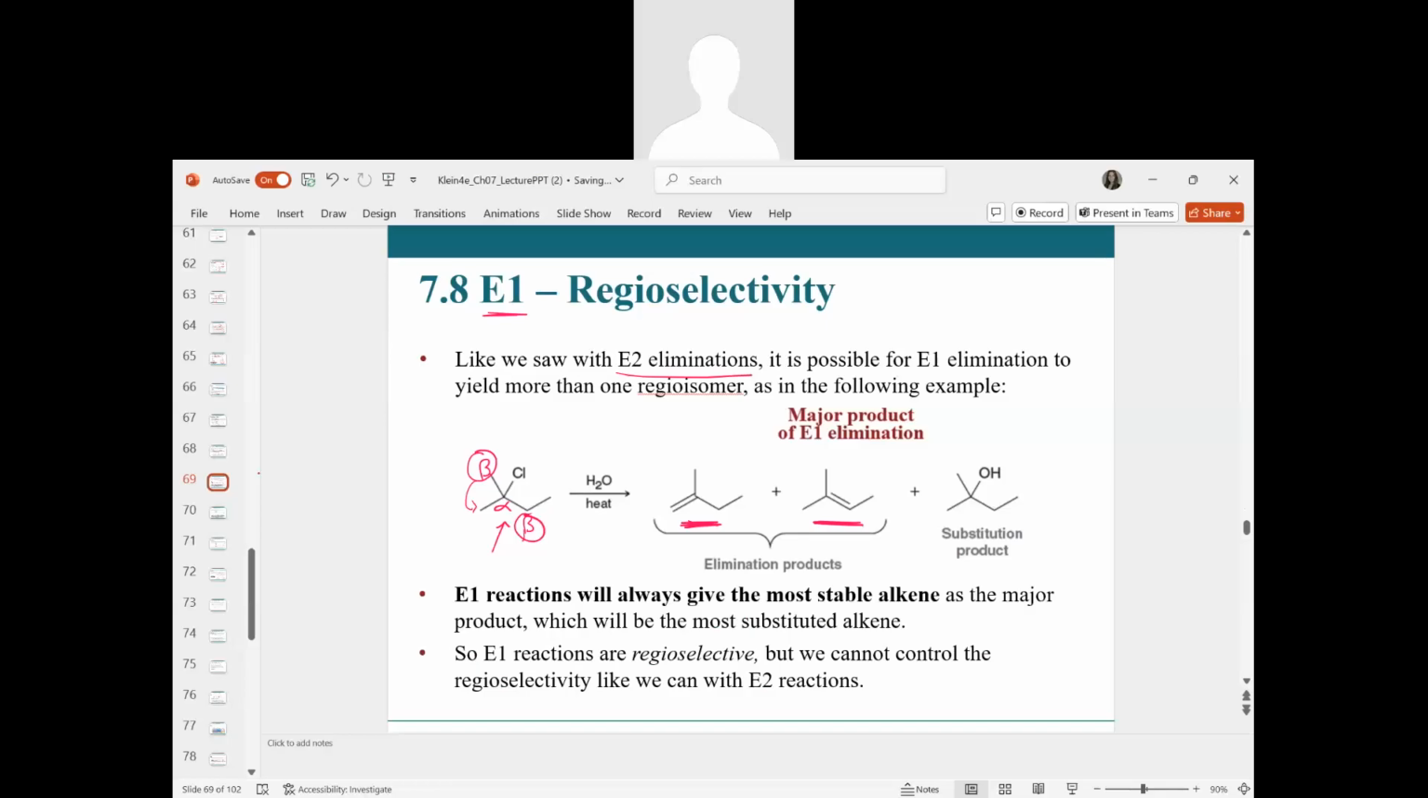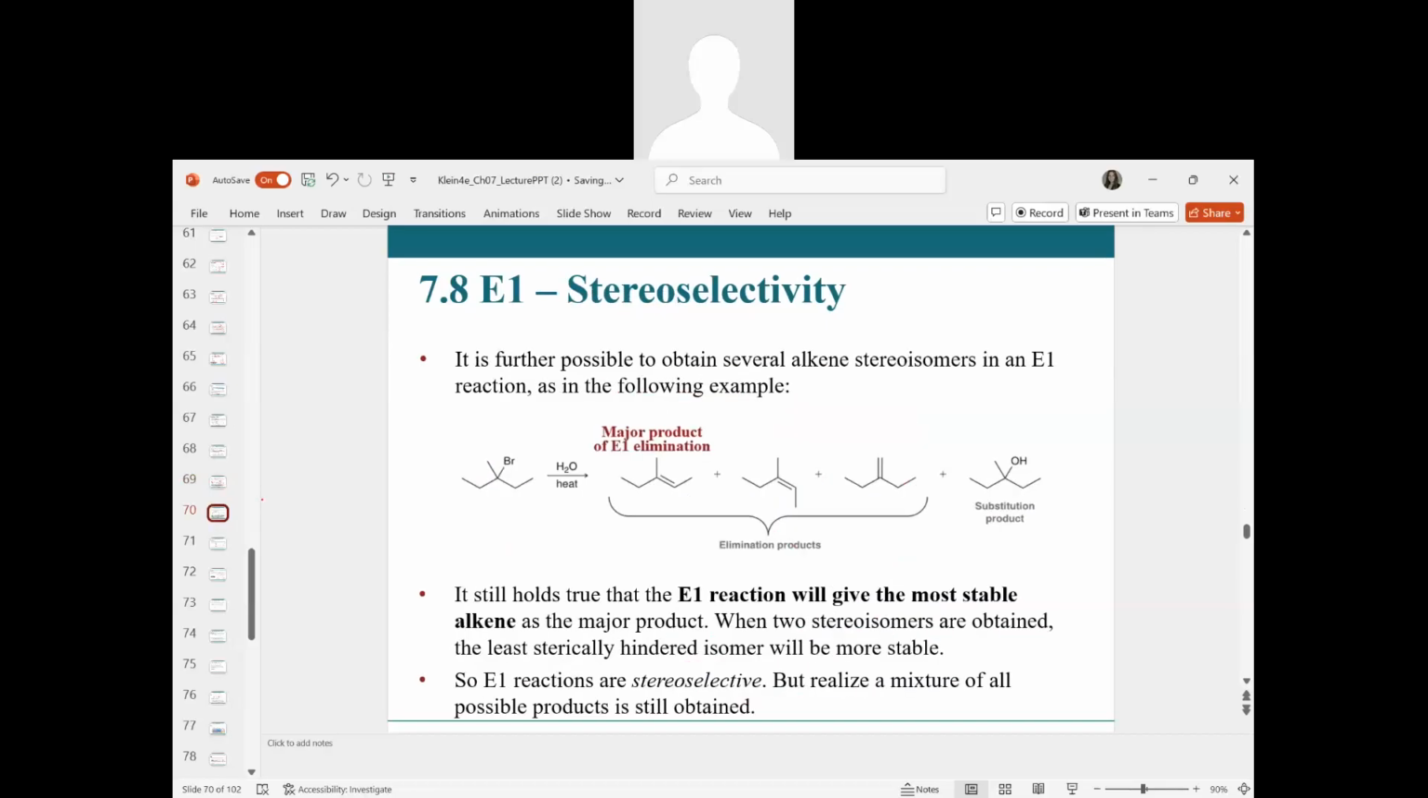And we would always give the most stable alkene as our major product. So that would be the most substituted. So this here would be our major product. But we can have these regioselective reactions, whereas we cannot control the regioselectivity in an E2 reaction. So that's good to note, that these can be regioselective and we can control that, unlike with E2 reactions.